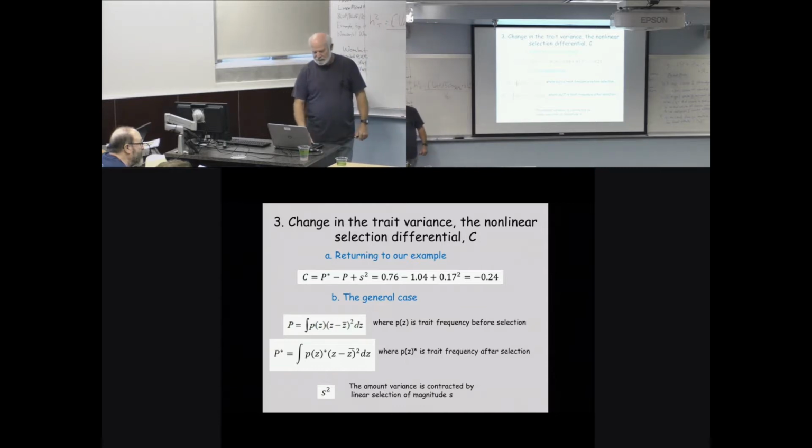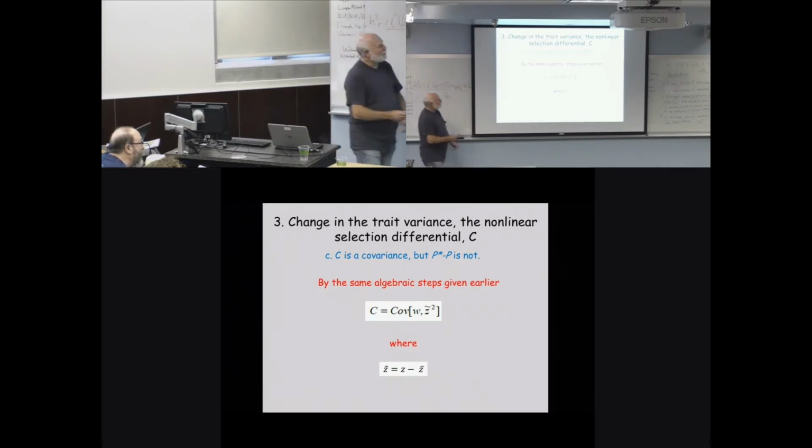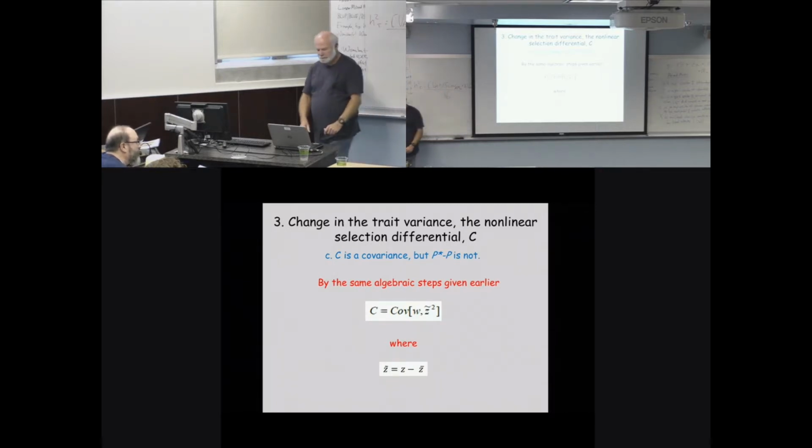But if it's important for S to be a covariance, it's also probably important for C to be a covariance, right? And that turns out to be true. Okay, so here's our point. I've already alluded to it. C is a covariance, but P star minus P is not. And so to make it a covariance, you've got to have that correction term, and so it's worth getting that there.